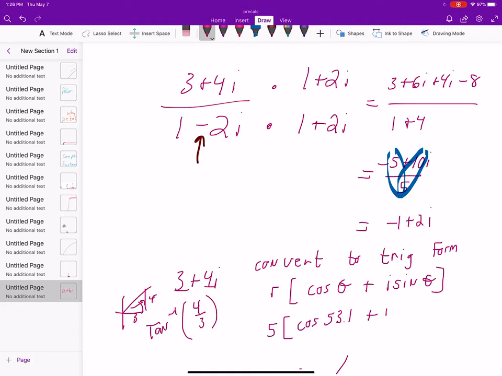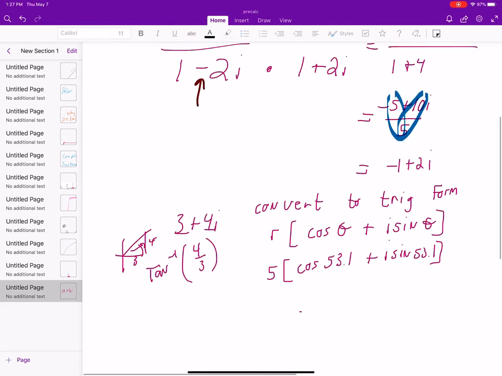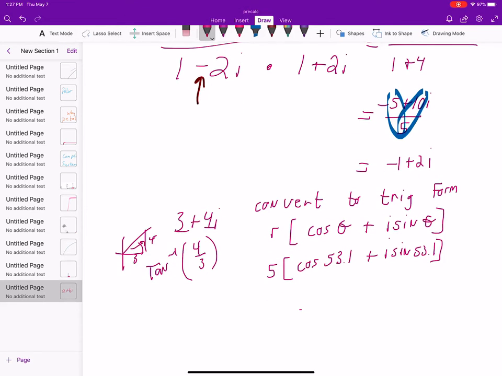Plus, and of course the sine value is the same. Like I just said, since both these values are positive, you really don't need to worry about drawing it out because you're going to get a first quadrant angle in return. So there is that one written in trig form.